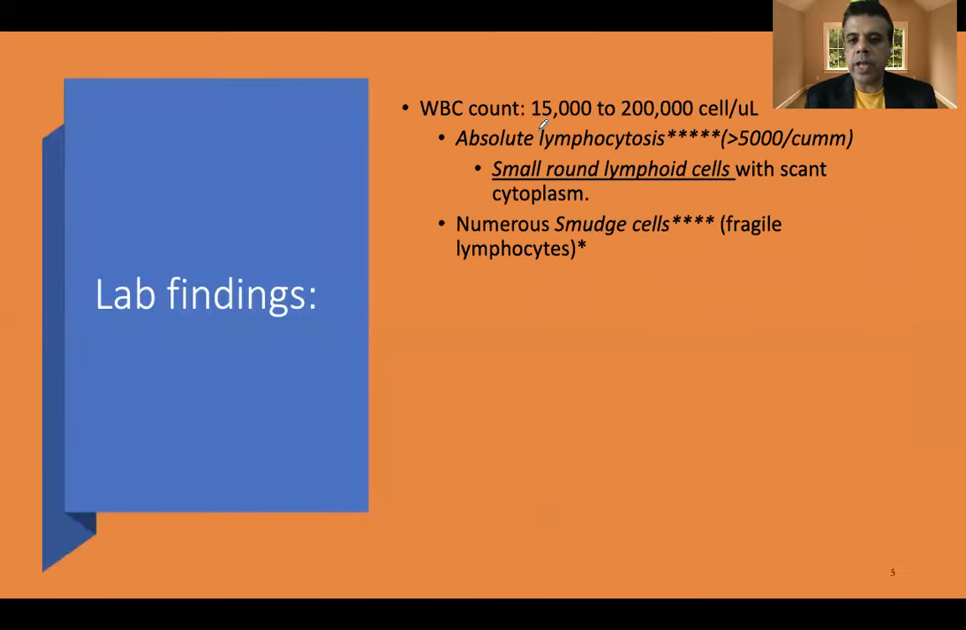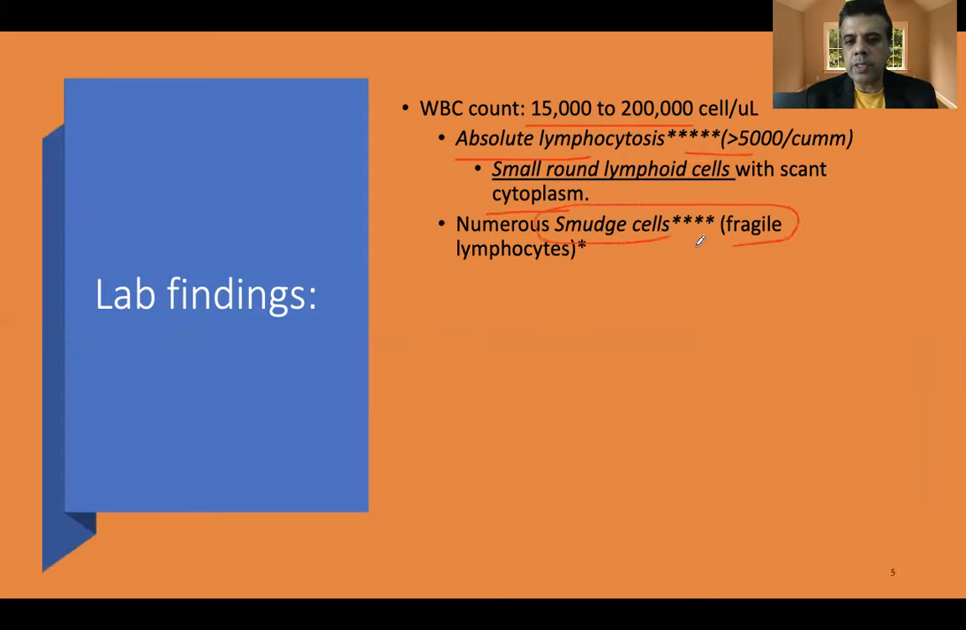WBC count is generally elevated. It may range from 15,000 up to 200,000 per cubic millimeter. Absolute lymphocytosis is seen, the criterion being more than 5,000 lymphocytes per cubic millimeter. The lymphocytes are usually mature lymphocytes with a scant rim of cytoplasm. And one of the important key features is the presence of smudge cells.